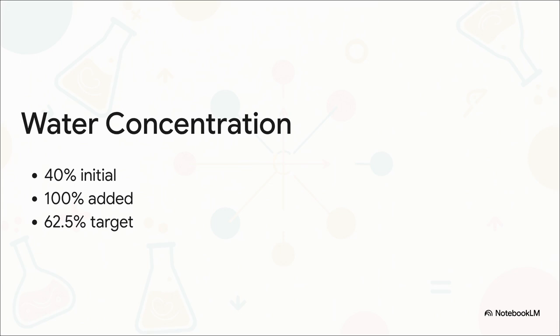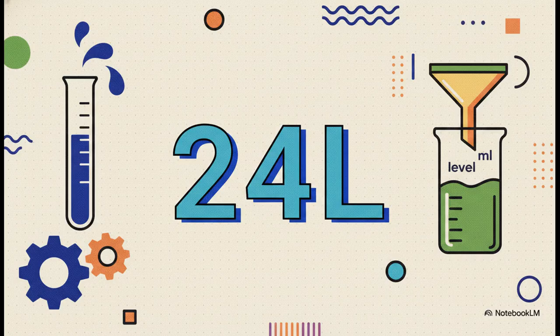By applying the alligation rule to these percentages, subtracting that 62.5 target from 100 and subtracting the 40 from 62.5, we get our exact operational efficiency metric, 24 liters. Literally, by adding exactly 24 liters of pure water, you hit your target concentration flawlessly. No overpouring, no wasting expensive product, just absolute mathematical precision dictating your entire operation.